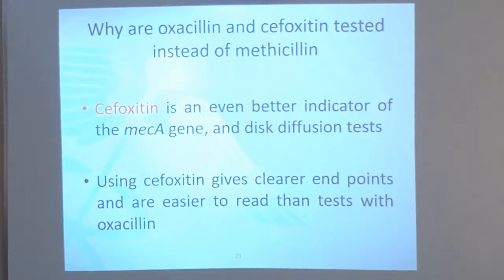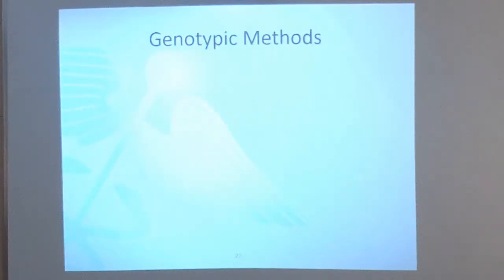Now, why are oxacillin and cefoxitin tested instead of methicillin, though we are calling it methicillin resistant Staphylococcus aureus? Because cefoxitin is an even better indicator of the mecA gene in the disc diffusion test. Using cefoxitin gives a clearer endpoint and is easier to read than the test with oxacillin. That is why cefoxitin is preferred.